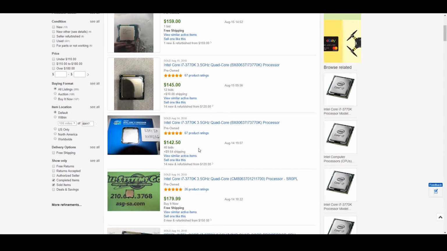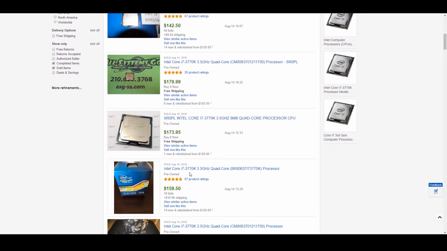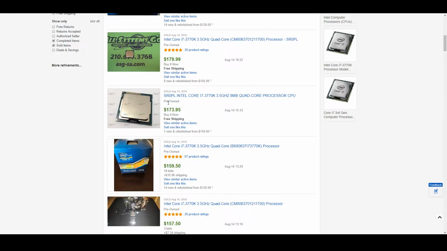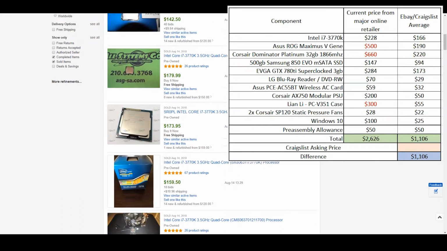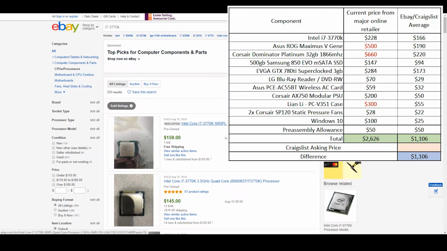Now we can look through the pricing. What we're seeing here is a bunch of different prices, and I've gone ahead and taken all of these plus the shipping to make sure that I have a good average. And then on the spreadsheet, I go ahead and put down the prices that I just found, as well as the average on eBay or Craigslist if I can find it there.